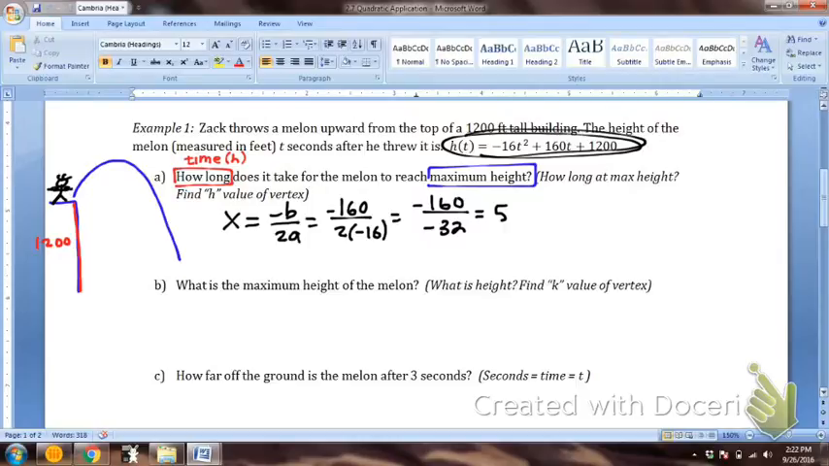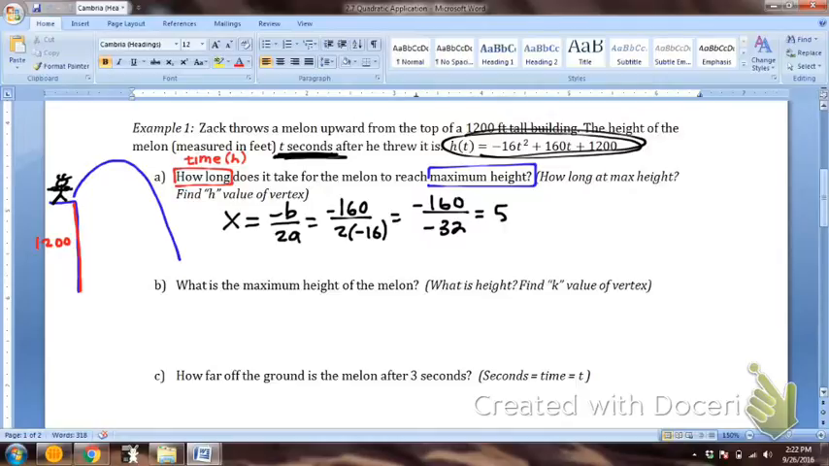Isn't this the h value of our vertex? Right? It is the h value of our vertex, and the h value is the time. So what does this mean? It took 5 increments of time. What's our increment? Do we have increments? Look right here. We have seconds right here, right? Okay, so it took 5 seconds to do what? To reach its maximum height. For the melon to reach its peak.